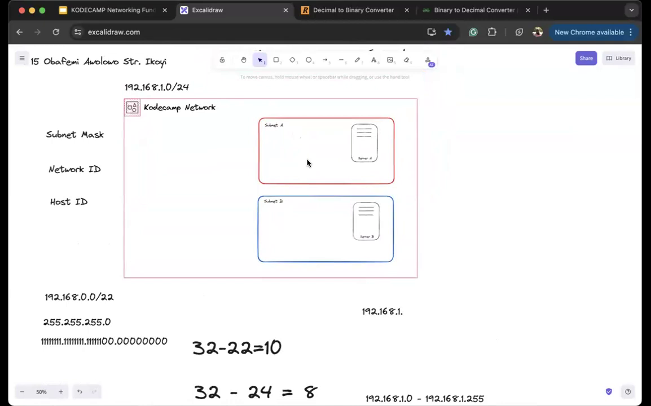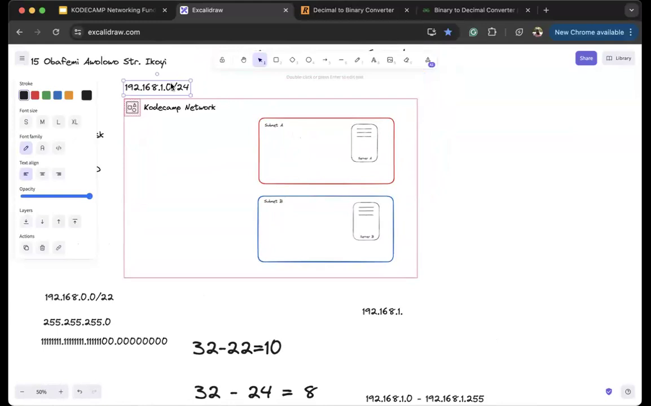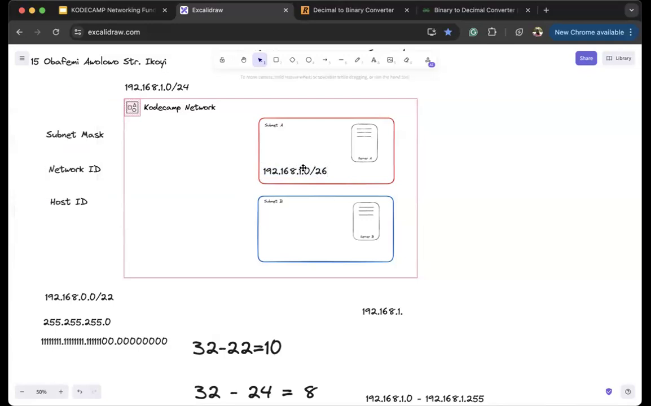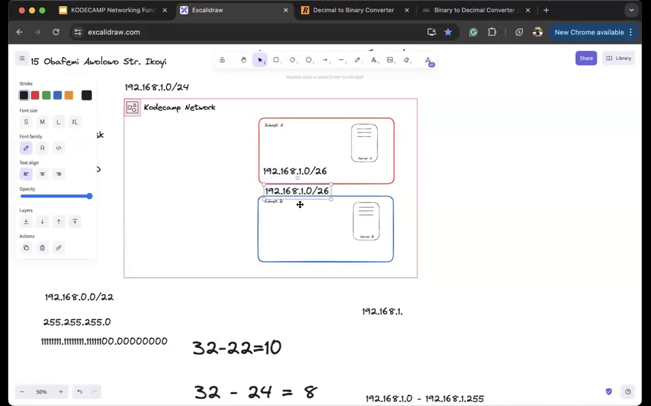So we have two networks here, right? Out of this network, we can break these two networks down into, for instance, if we want to break it into 192.168.0.0 slash 26.